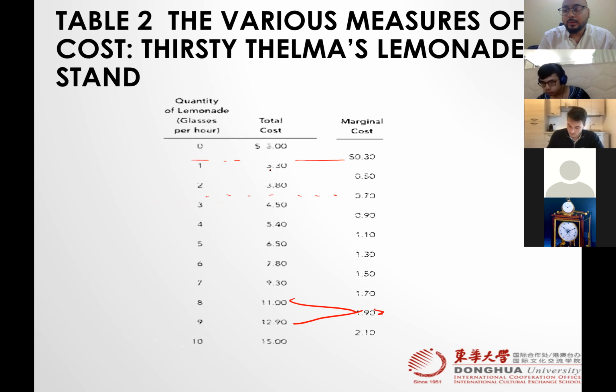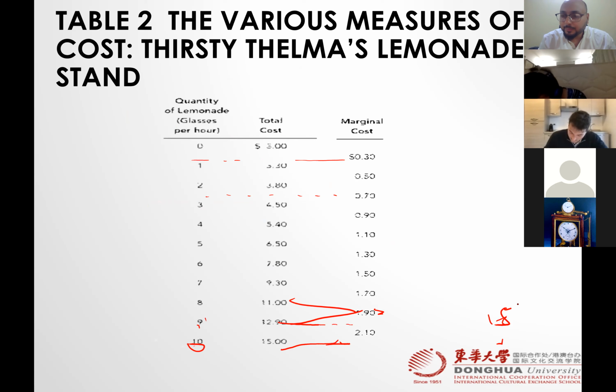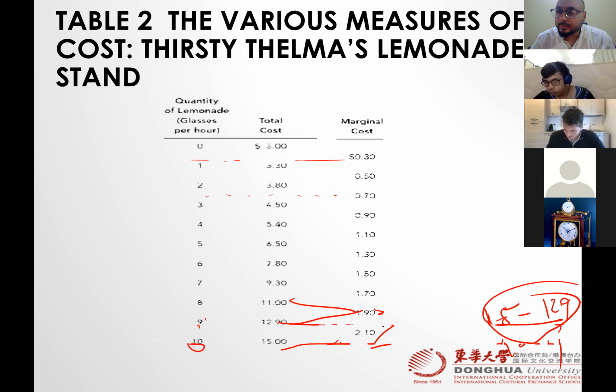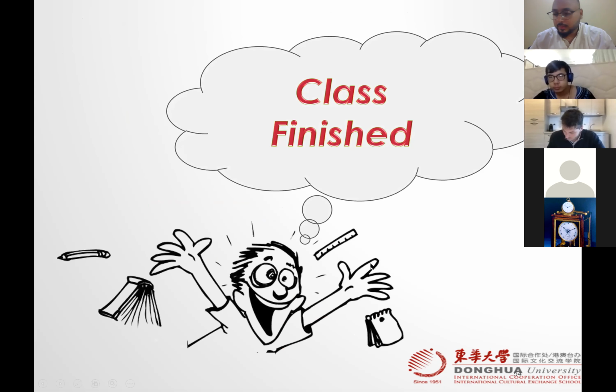See here. So this 2.10 is basically when units are increased from 9 to 10. So the change in total cost would be new cost 15 minus old cost 12.9. New units are 10, old units are 9. So that's why this is 2.1 here. Right? So we are just ending our discussion here.